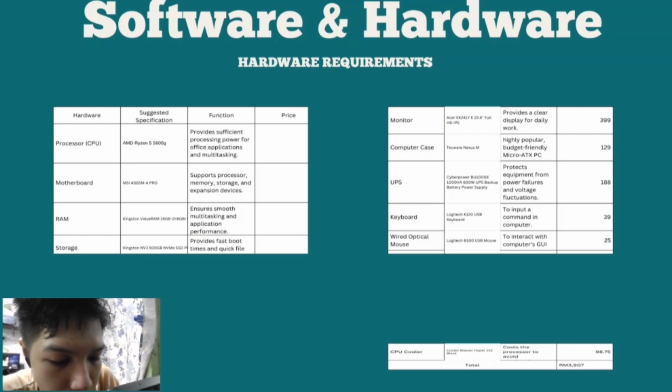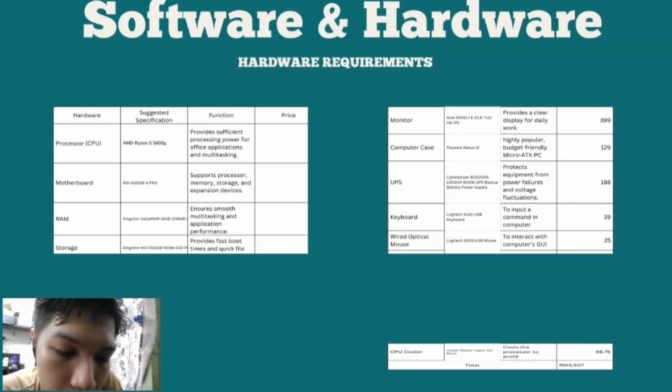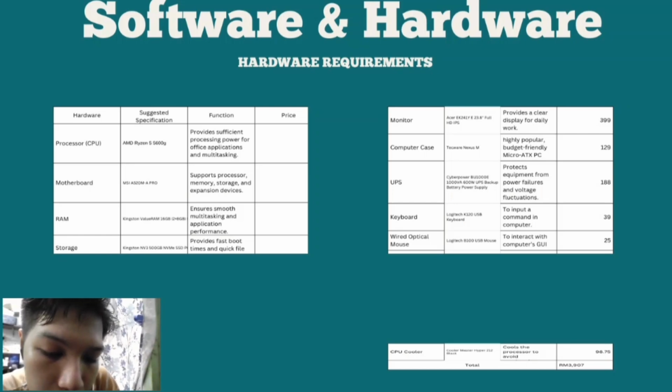For the power supply, we go with Cooler Master, the Cooler Master MWE 550 Bronze. This 550 watts power supply is 80 Plus Bronze certified, providing stable and energy efficient power to all computer components while reducing electricity consumption. So it is very energy saving, you could say.